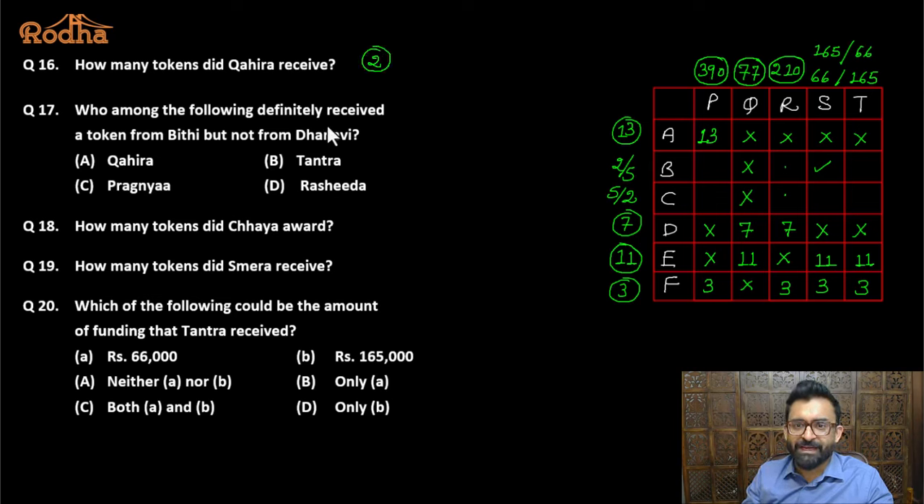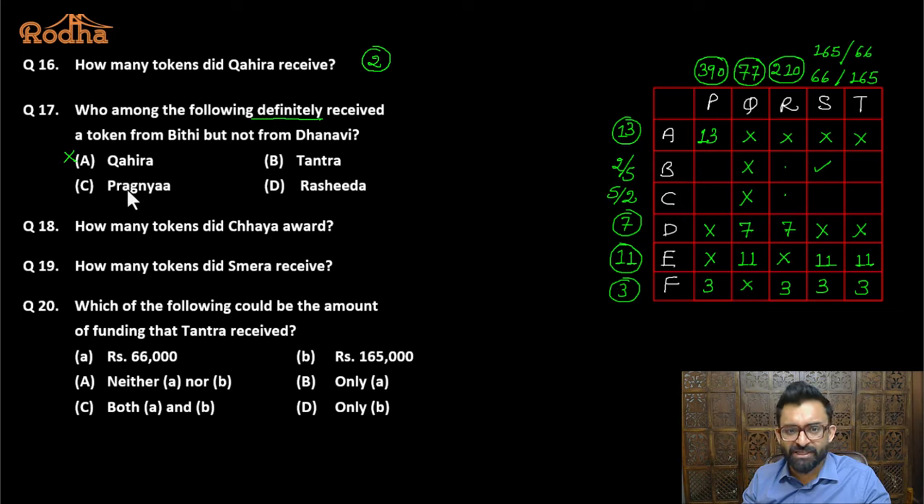Who among the following definitely received the token from Bithi but not from Dhanvi? Definitely is going to hint that there is a possibility. We don't consider possibility in this case. Received token from Bithi but not from Dhanvi. Kyra received token from Dhanvi, so that is not the answer, because we have to find who is not getting token from Dhanvi. So let's figure out who is not getting token from Dhanvi. S and T are not getting the token from Dhanvi. Yes, P is not getting the token from Dhanvi. So P can be the answer choice.